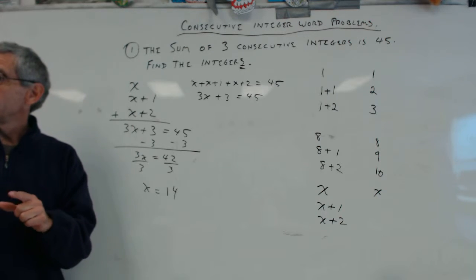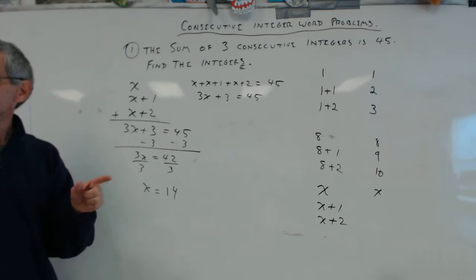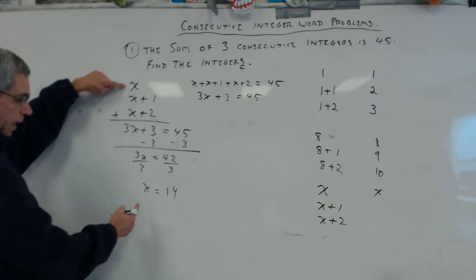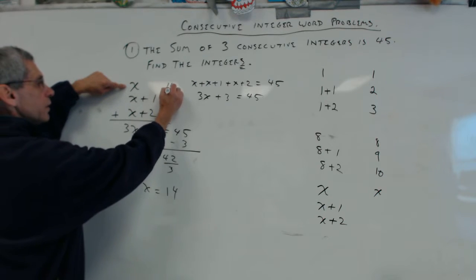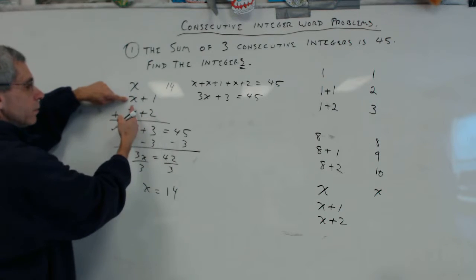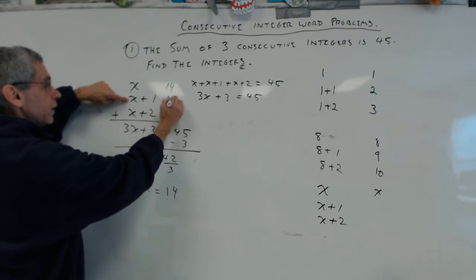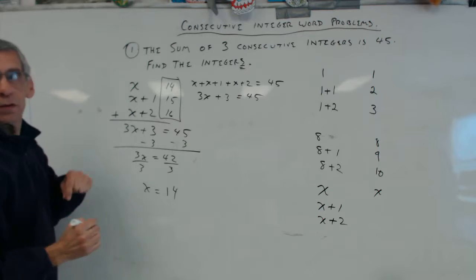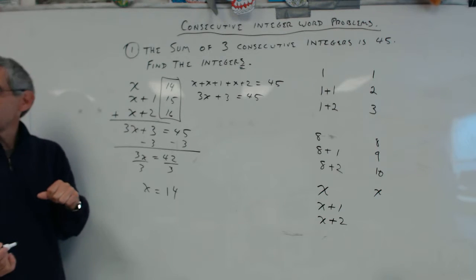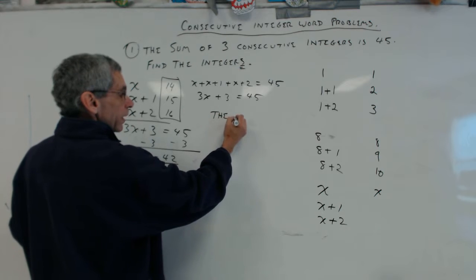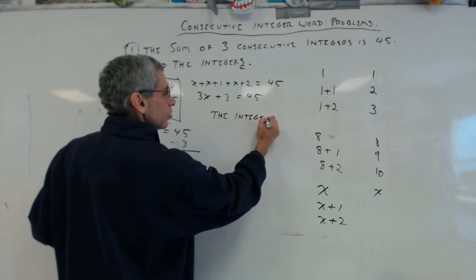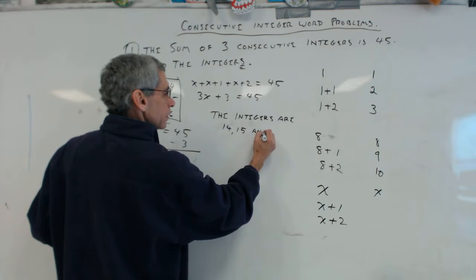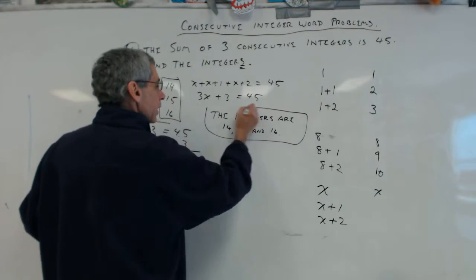With a word problem, always go back to the problem and read the last sentence. Find the integers. Okay, so I know the first one is x. X is 14. So I know this is 14, right? What's this one? 14 plus 1 is 15. 14 plus 2 is 16. So those are my answers, right? And then normally with a word problem, you answer in words. The integers are 14, 15, and 16.